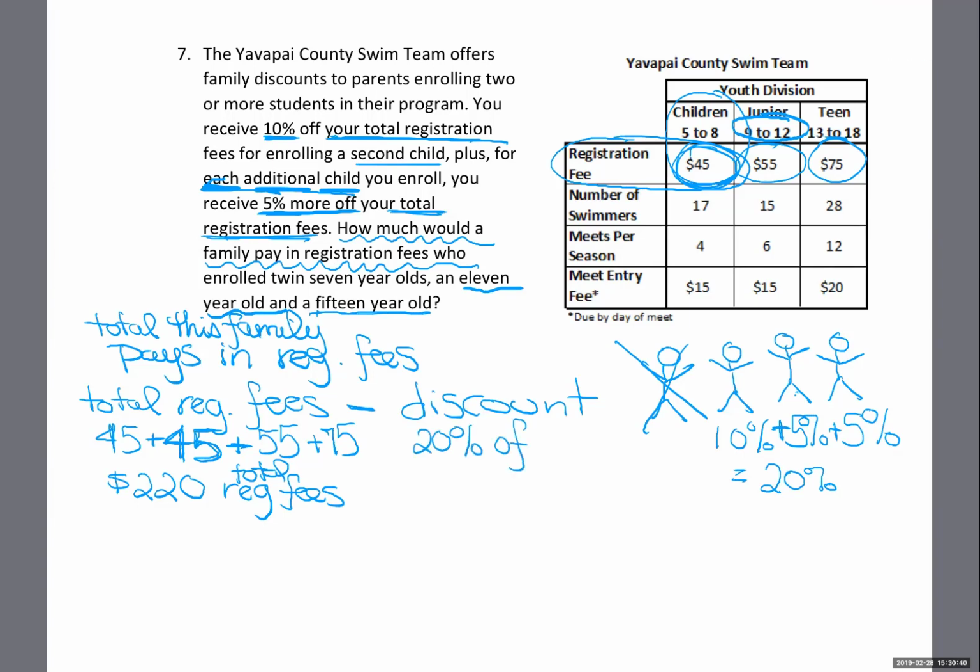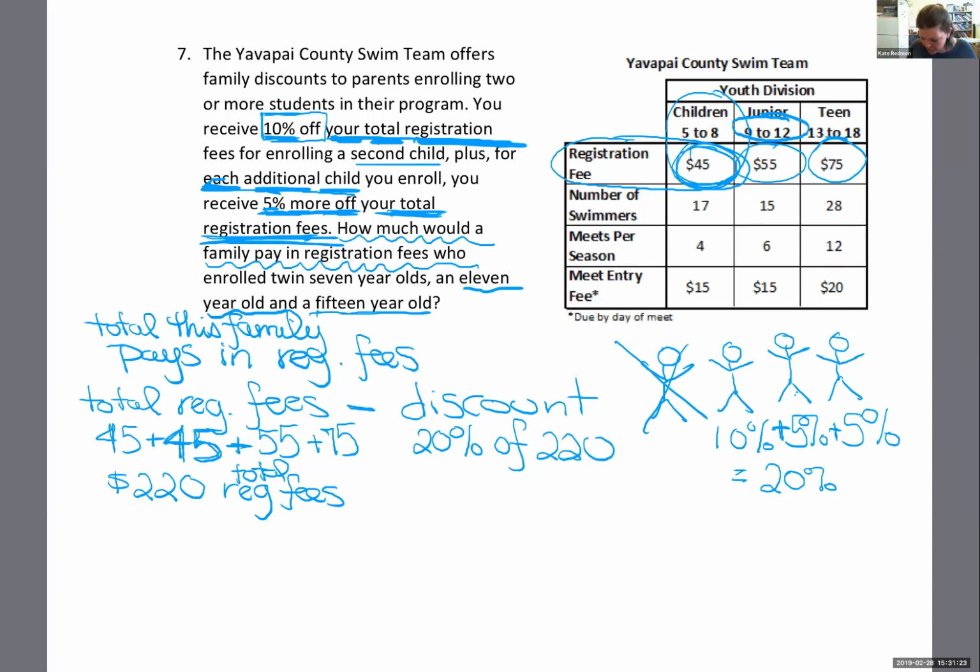20% of what? Okay, here's my question. Do we have to remove the first child from the total? Good question. Let's go back and look at the wording of the problem. That will tell us the answer. It says that these discounts I was getting was 10% off my total registration. It doesn't say 10% off of the additional 3 children. It says 10% off of my total registration. This one as well said 5% more off of my total registration. So don't worry about subtracting anything out of the 220. That 20% is going to be of the total of the 220. Does that make sense? Yes.